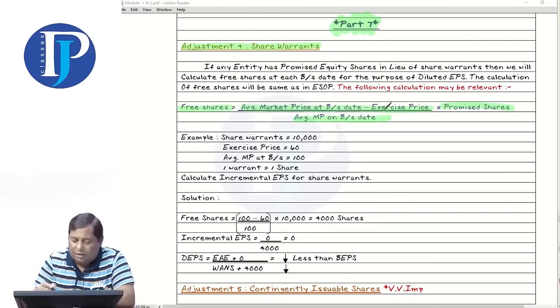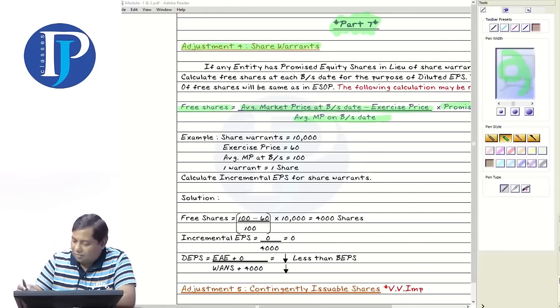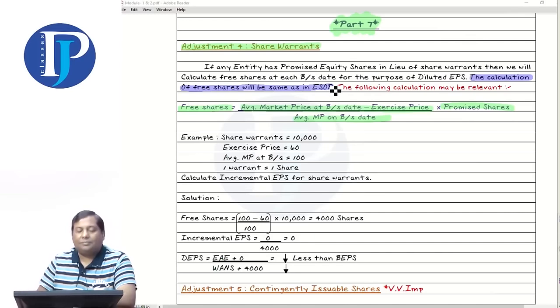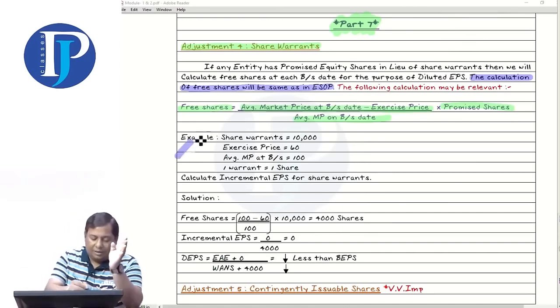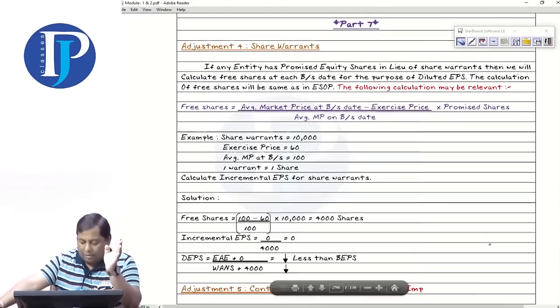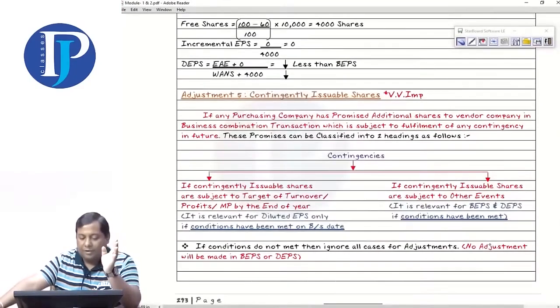I have written somewhere. Let me see, I must have written the wording. Say this calculation. All free shares will be the same as in ESOP, right? It's all similar. Example is done. Then I brought you to adjustment number 5.